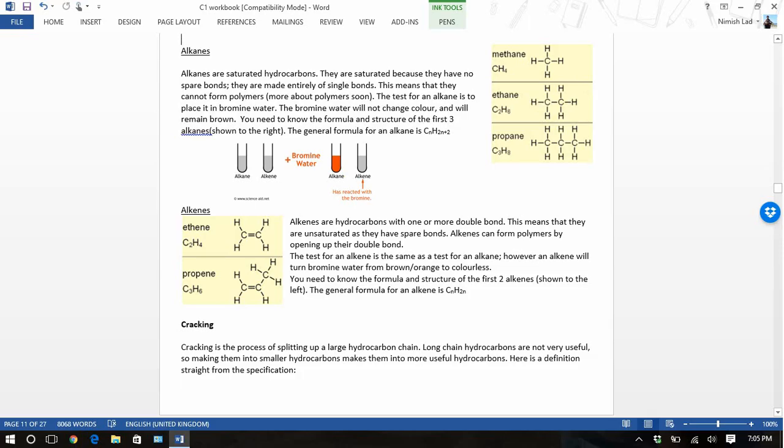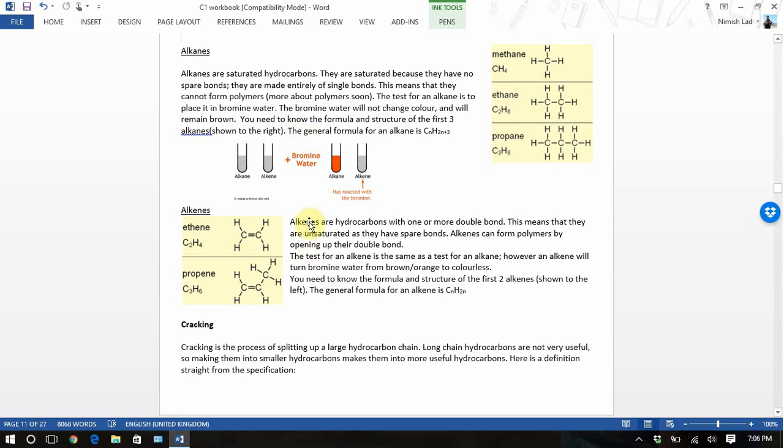Alkenes are hydrocarbons with one or more double bonds. This means that they are unsaturated because they have these spare bonds because they have a double bond. Alkenes can form polymers by opening up that double bond. So when we get to polymerization, what happens is this bond over here opens up and allows connection to another.